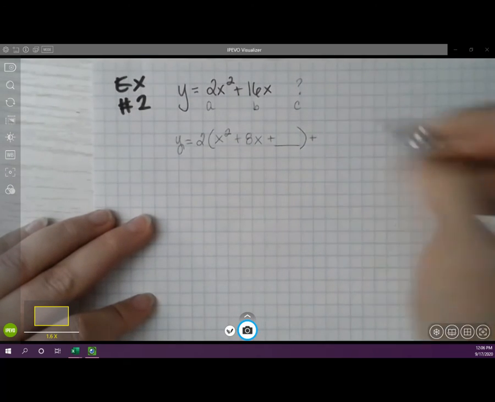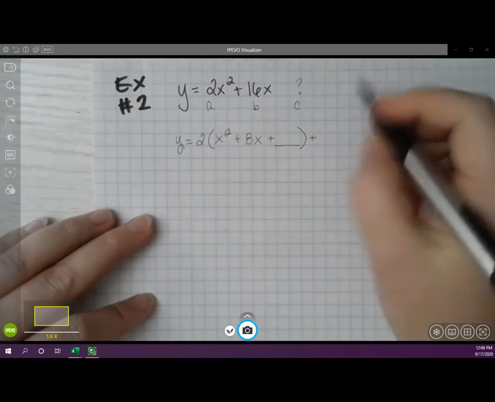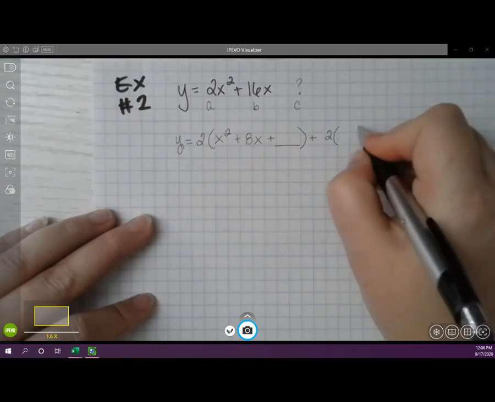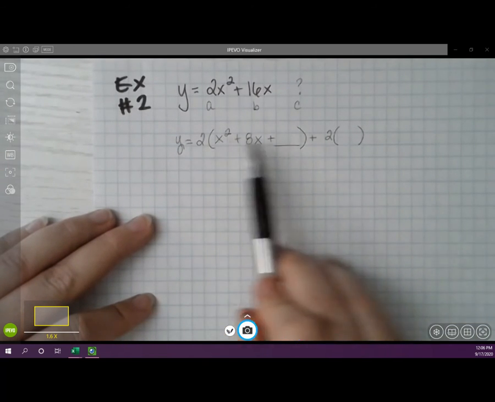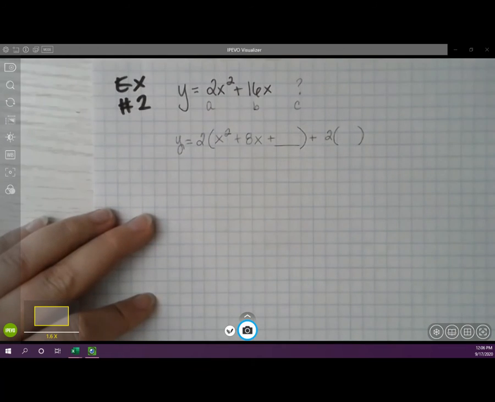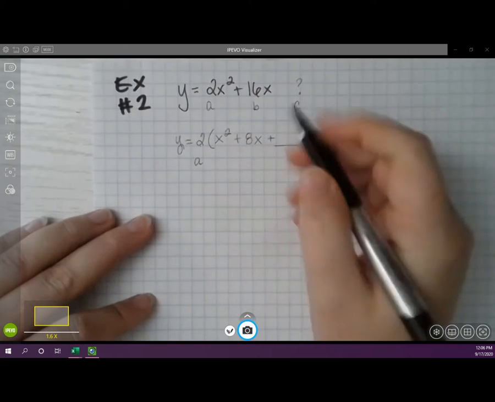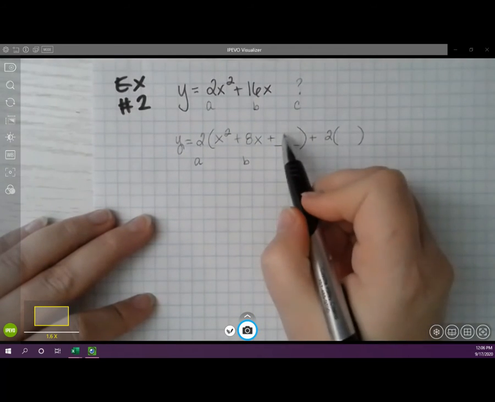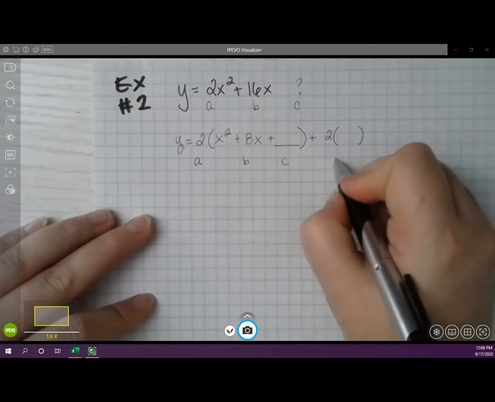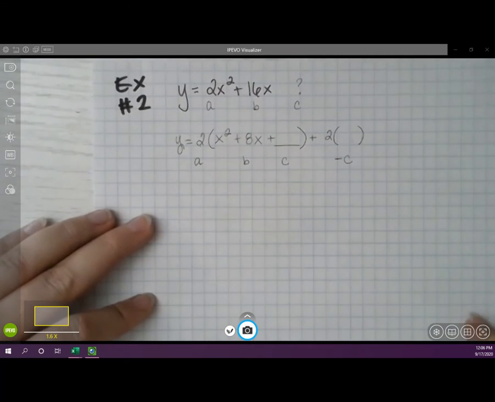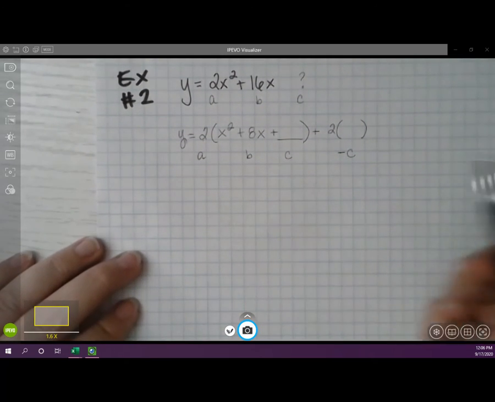And then I'm going to use that plus sign. Because I took a 2 out of the beginning, this one also needs a 2 out here. So I want to make sure that this 2 and this 2 are matching. I'm going to label this with my letters. 2 is my A. 8 is my B. What I don't know is my C. And out here, my parentheses is going to be the opposite of the same number. So I need to figure out what C is, and I'm going to do that by completing the square.